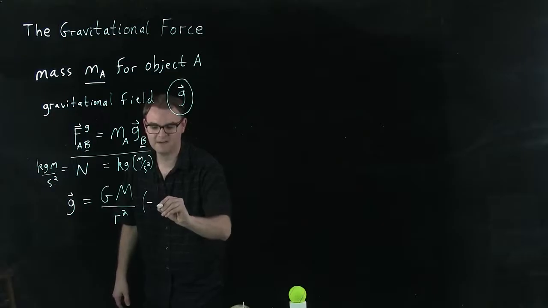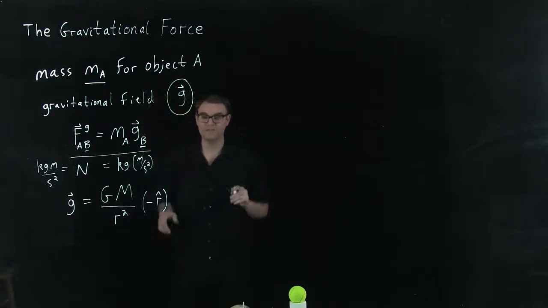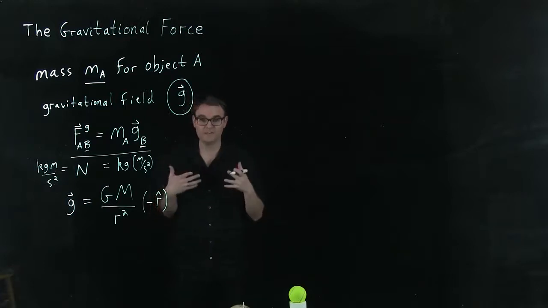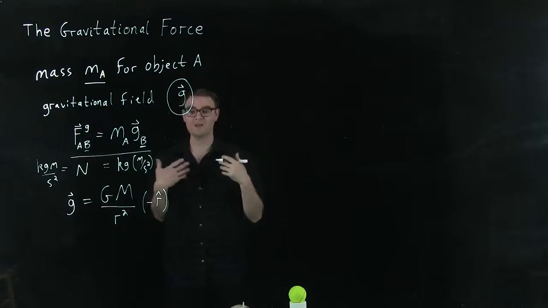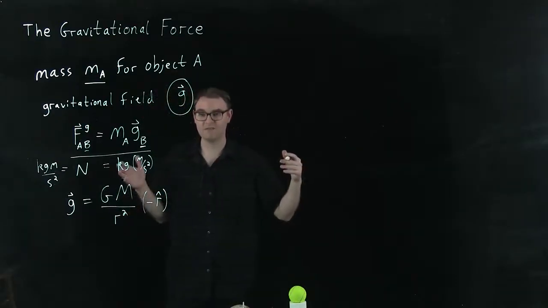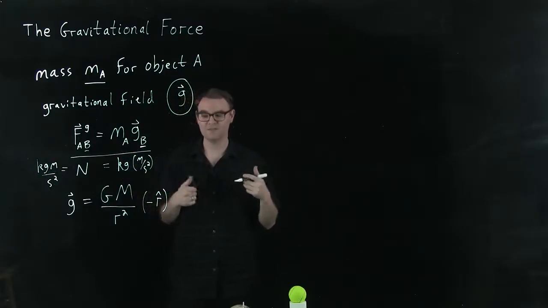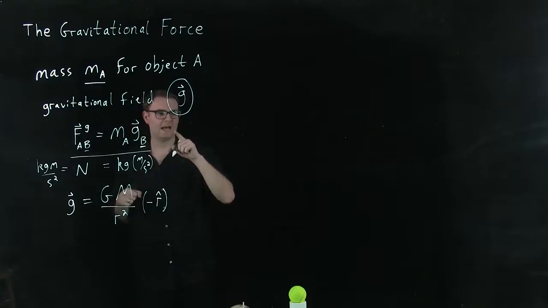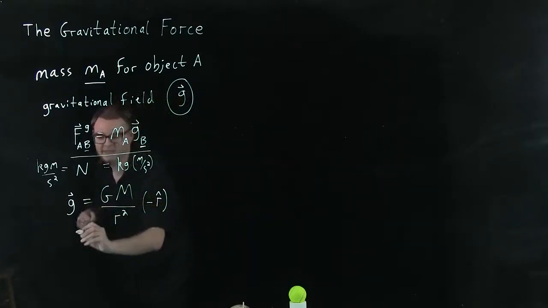And I'm going to label that direction as minus r hat. And this really is just a fancy way of identifying that the gravitational force is an attractive one. The minus sign here is indicating that the gravitational field will point towards the center of the object that is making the field.